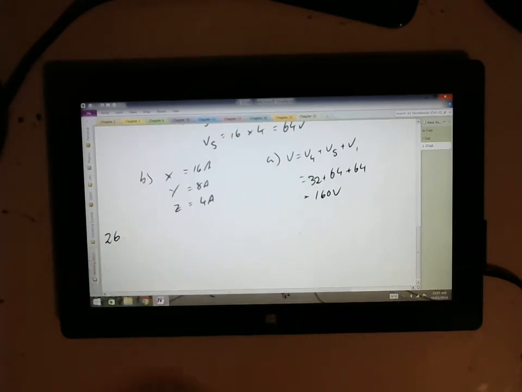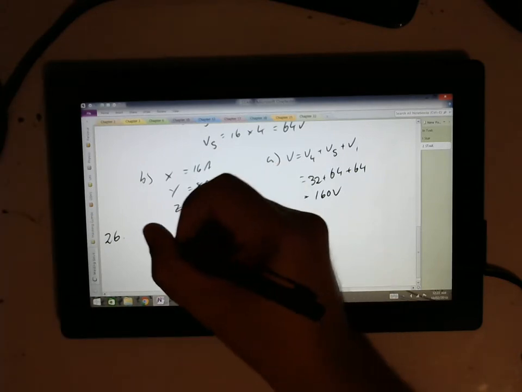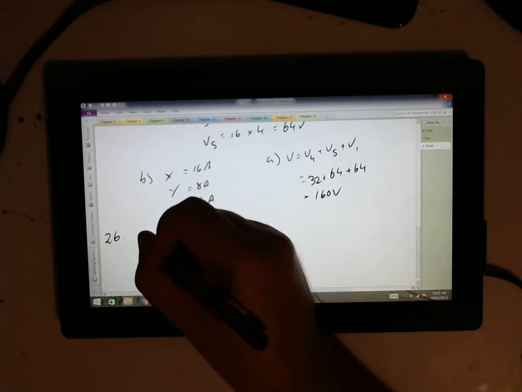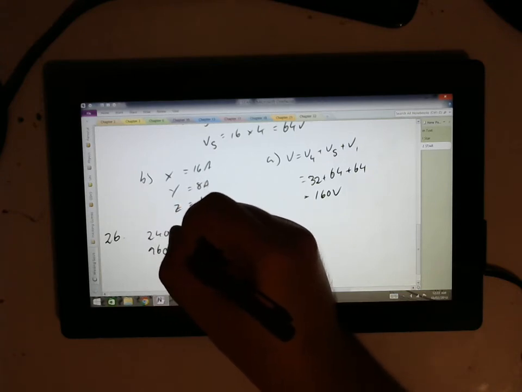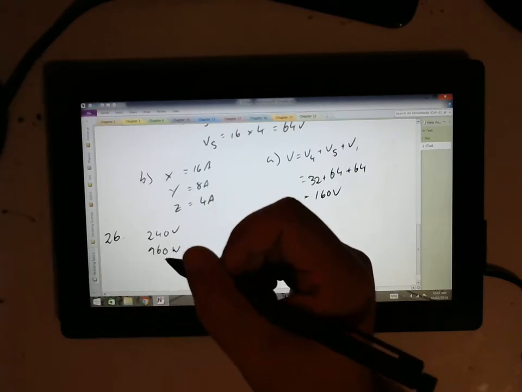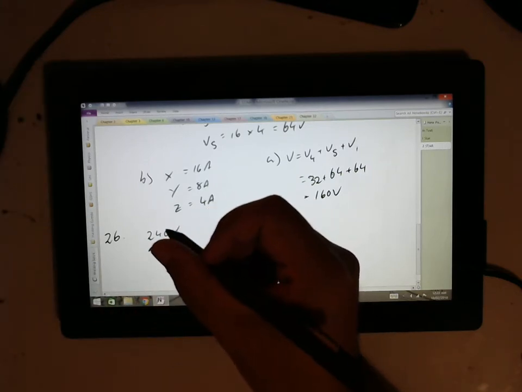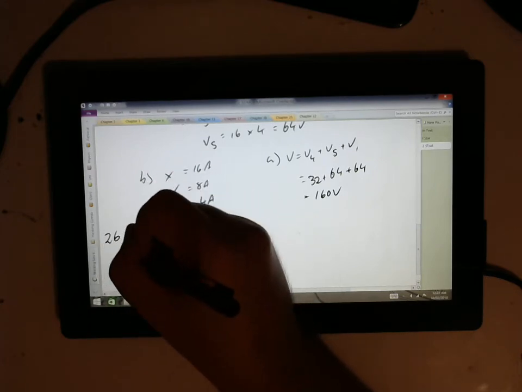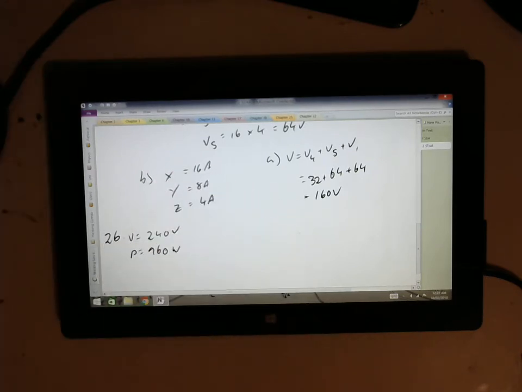Alright. An automatic washing machine is labelled 240 volts, 960 watts. Let's write those down. So we have 240 volts, 960 watts. Remember, watt is the unit of power. Exactly, watt is the unit of power. Sorry, stupid joke. Let's label these. We've got a voltage, so we're going to give that the symbol V. We've got a power, that's going to be the symbol P.